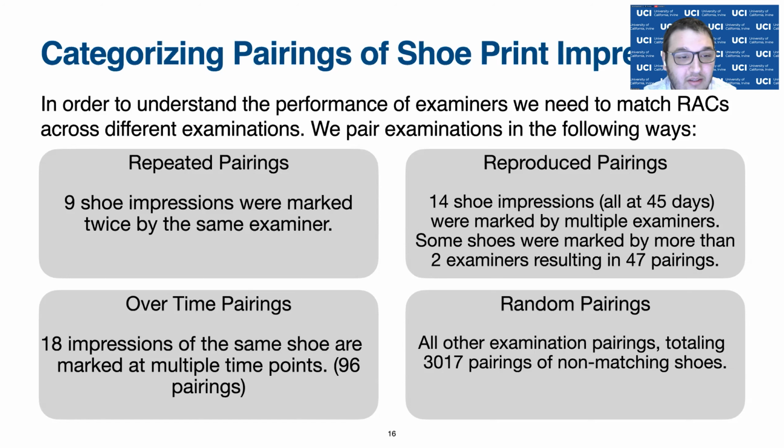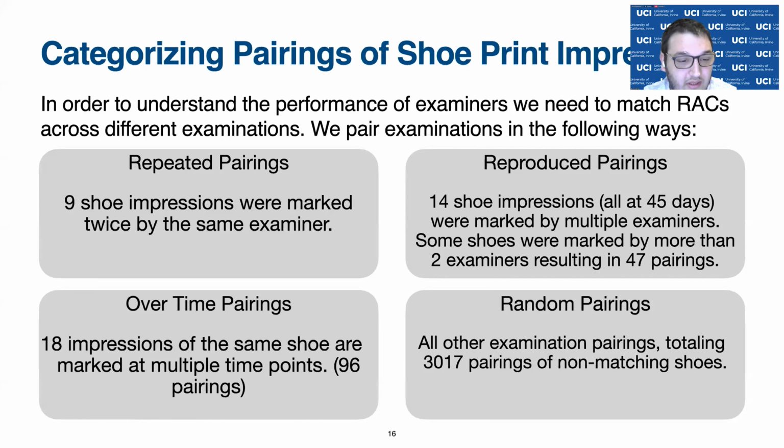We broke this down into 4 groups, and these groups are going to be used to understand how the variability differs among different types of examinations. In our data set, we have 9 shoe impressions that were marked twice by the same examiner. So an examiner examined one shoe and then examined it again. That group is considered a pairing in our case. Then we have a reproduced pairing, which is anytime an impression was marked by multiple examiners. We have a total of 47 such pairings.